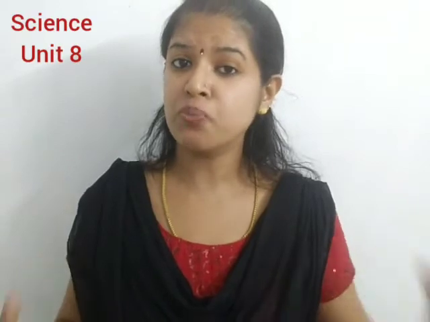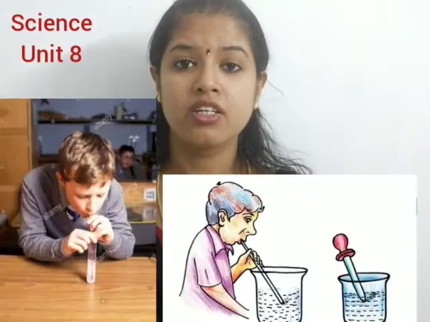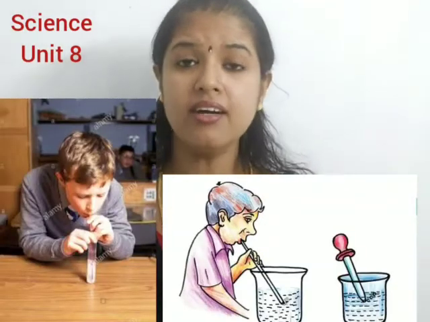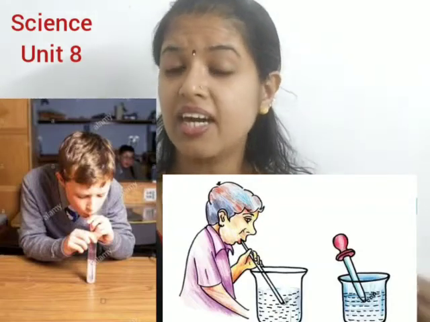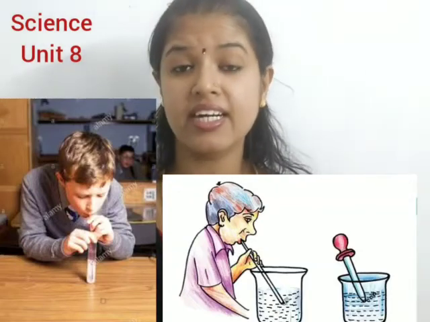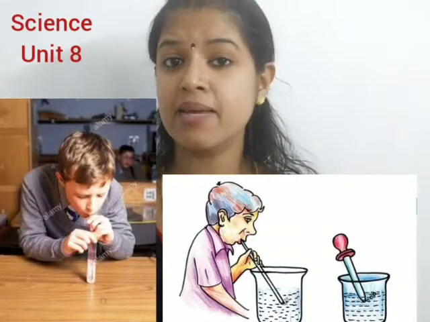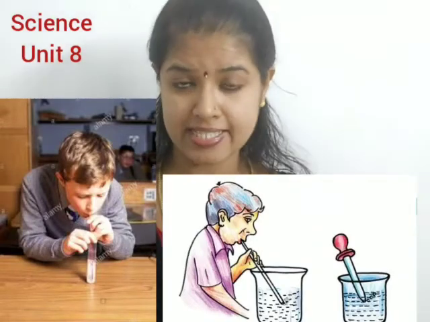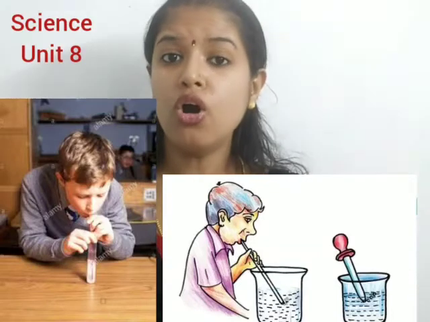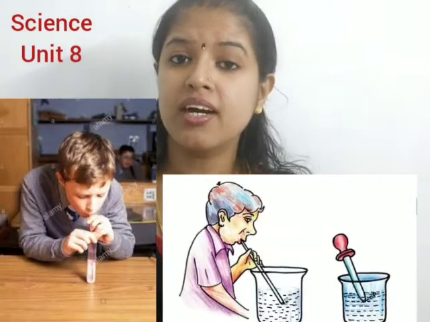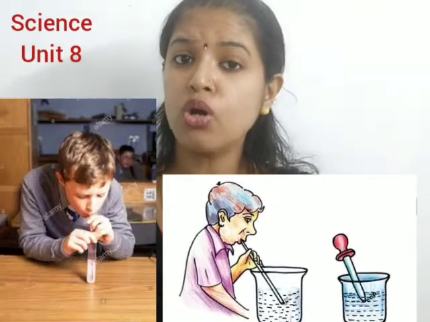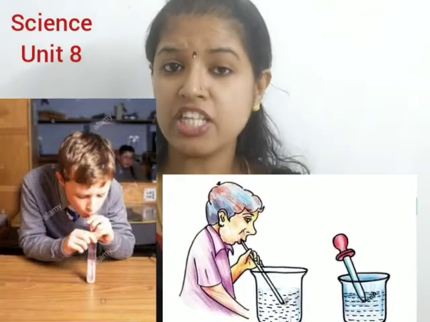And how does carbon dioxide turn the lime water milky? That is the next experiment given in your textbook. You can see a boy doing this experiment. Take a beaker and fill it halfway with clear lime water. Lime water is calcium hydroxide, which is a base. Now blow air into a straw. By using a straw, you blow the air into the lime water.